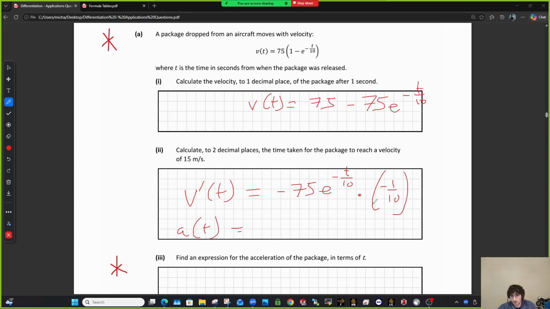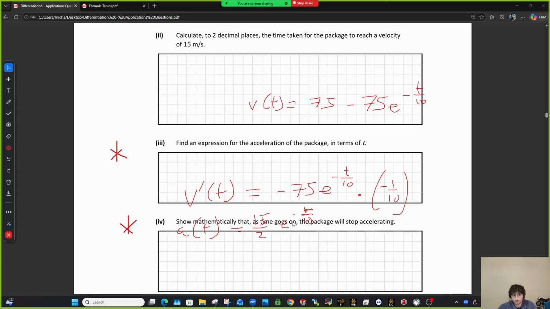Okay, it's acceleration. So we multiply this out, the minuses will cancel there, so you get something like 75 over 10. What's 75 over 10? I'm not going to write it as 7.5, I think it's 15 over 2. It is. Fractions are better than decimals, okay? 15 over 2, positive, times e to the minus t over 10. So you can see the acceleration is always positive, because this can never have a negative value.